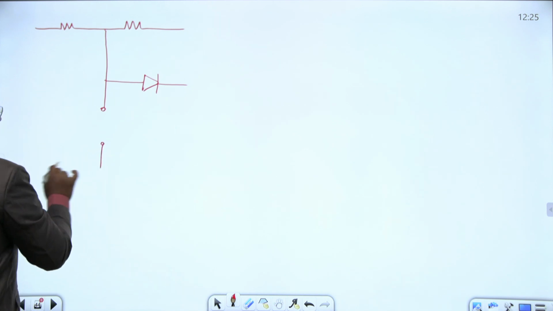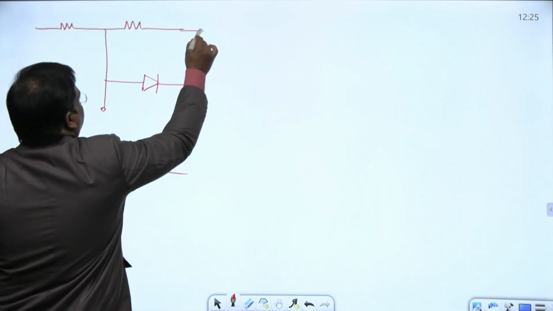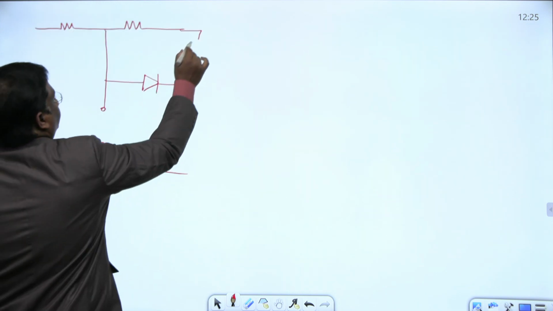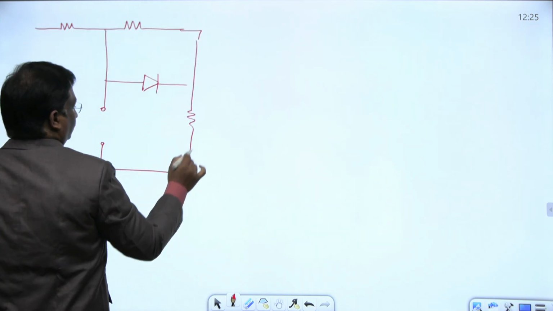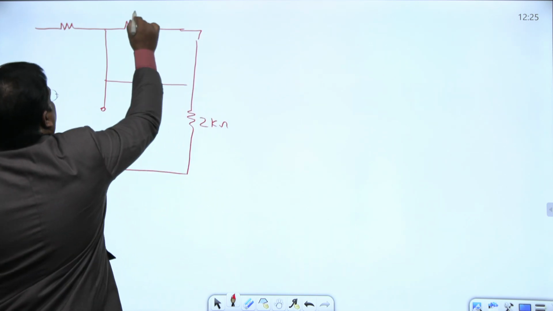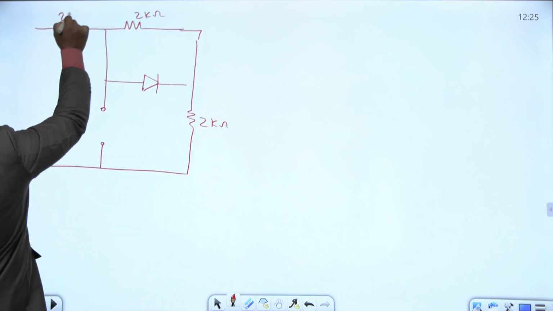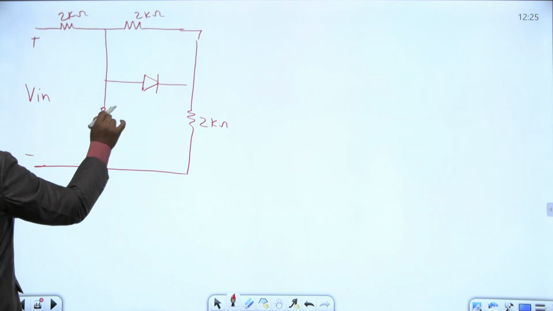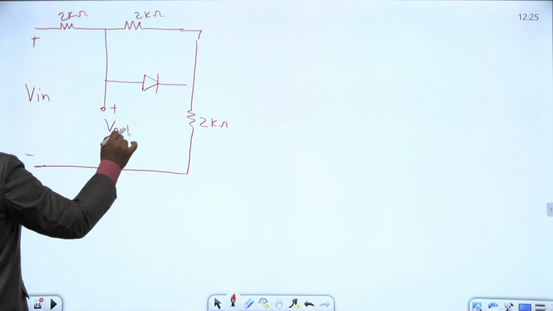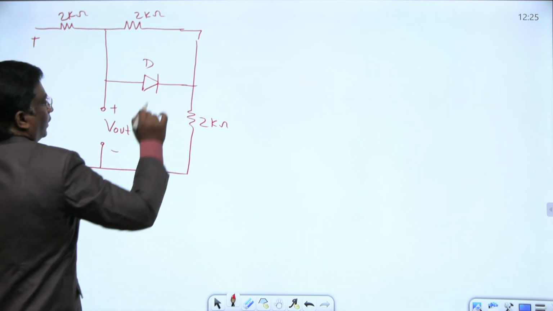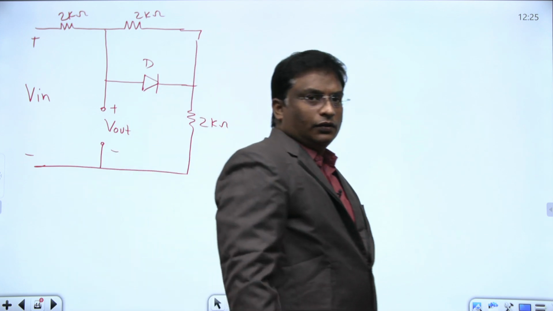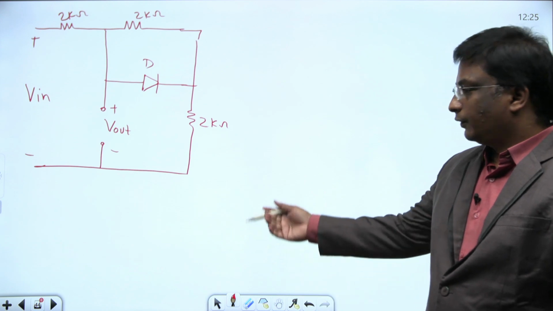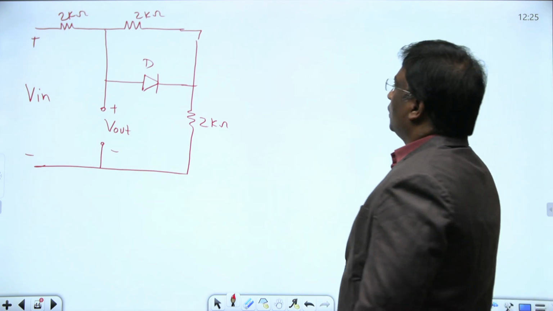This is V out. Okay, this is 2K. Here from here to here, V in, and from here to here, this is V out. Okay, this is the diode. And we have seen the slope of the diode: in one direction of current flow it is 0, in the other direction of current flow, from the characteristics they gave, it is infinity. Okay.